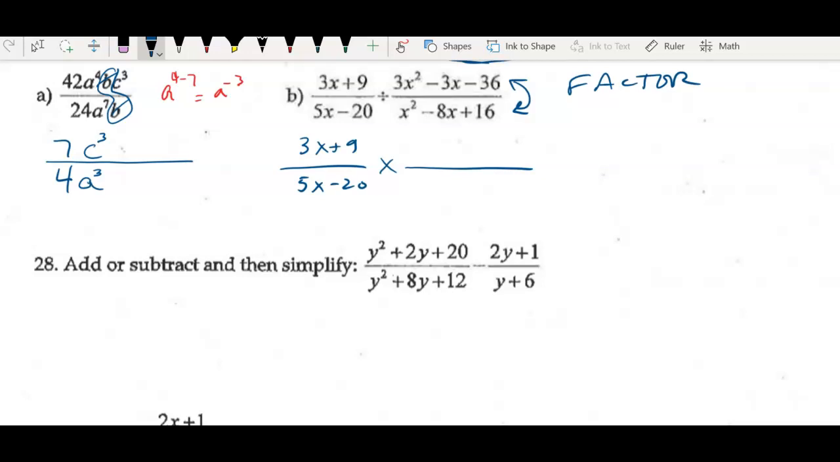So notice x squared minus 8x plus 16 is x minus 4, x minus 4 factored. The top one is a little bit more complicated because we have a 3 we need to pull out. I'm going to do that off to the side.